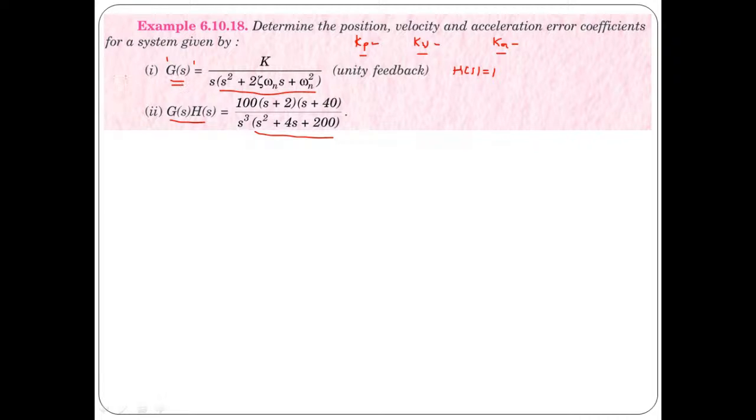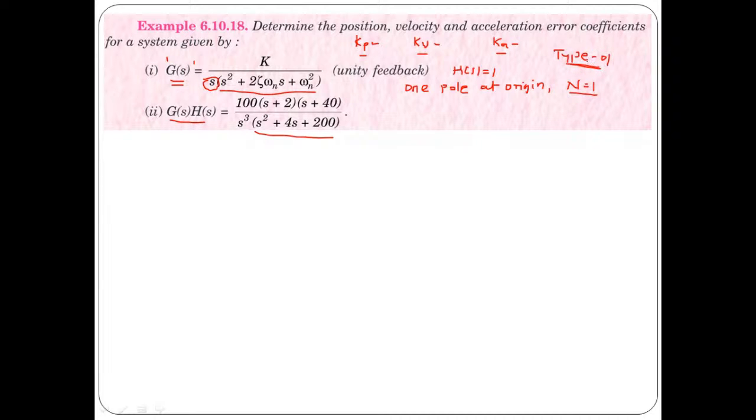For example, if you take the first system, here we have one pole at origin. That means the value of n in this case is nothing but 1. So this is the example of a type 1 system.